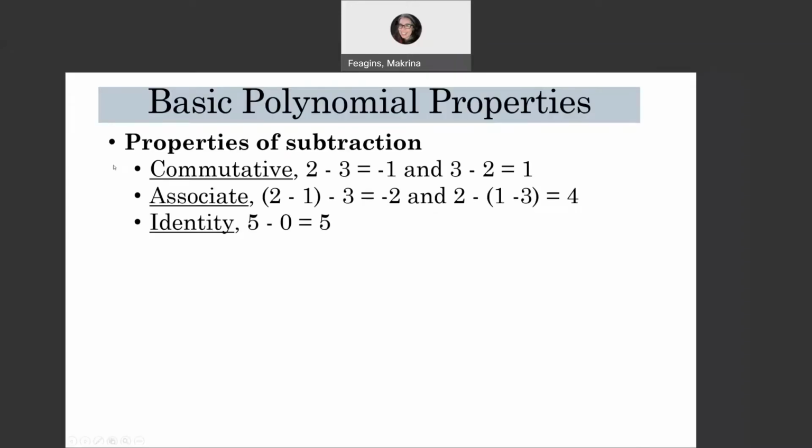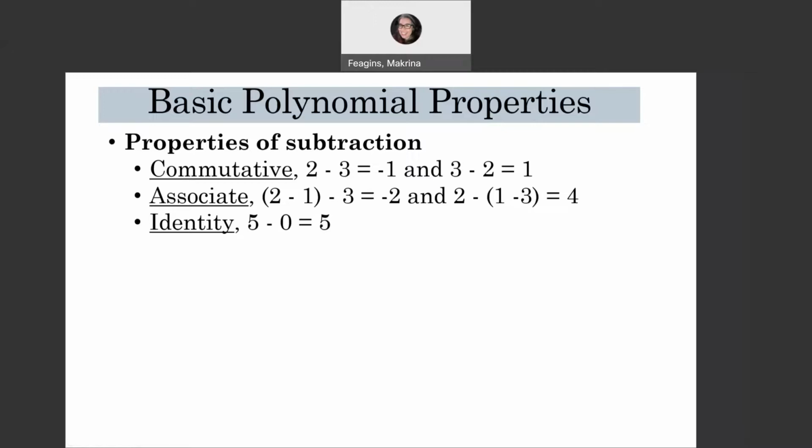All right, we're moving on to the properties of subtraction. The commutative property does not hold in subtraction, because 2 minus 3 will give us a negative 1. However, 3 minus 2 gives us a positive 1, so it's not going to work for subtraction. The associative property does not work either.